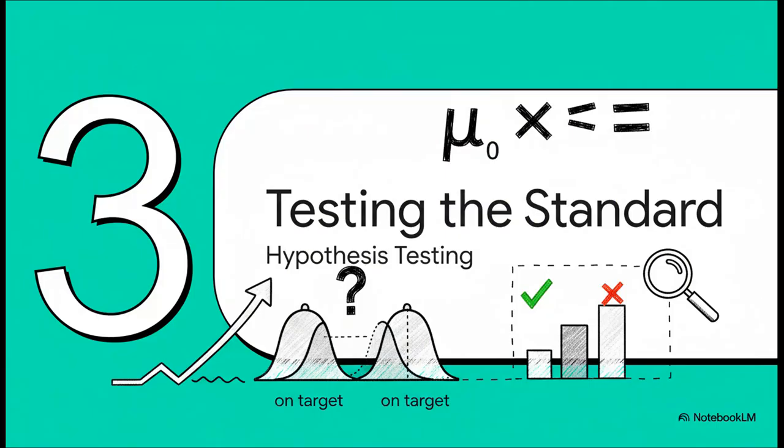All right, we've looked at the shape of the data. Now we get to ask the next logical question. Is the process actually hitting its targets on average? For this, we're going to pull out a really powerful tool called hypothesis testing. Basically, it helps us figure out if a little blip in the data is just random noise or if it's pointing to a real, actual problem.